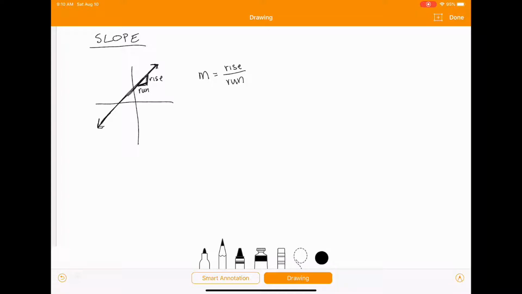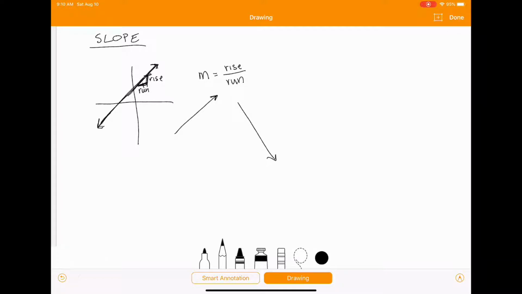So you can actually just count that from your graphs. You would say you go over like 1, 2 in your run, and then you go up 1 in your rise or something. So you'd have 1 over 2 as your slope. And also, slope is going to be positive when your line is increasing, or it's going up towards the sky. And your slope is going to be negative when it's going down towards the ground.